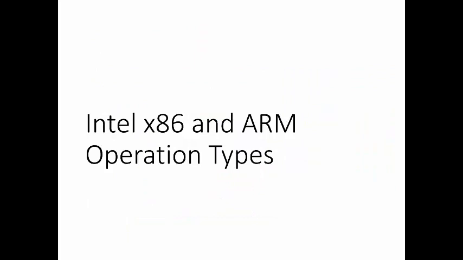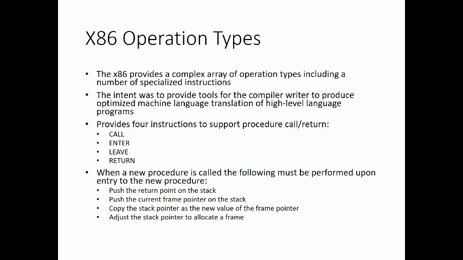Now, Intel x86 and ARM operation types. This is a pretty detailed section of the book, so we'll just cover it pretty briefly. The x86 provides a complex array of operation types that include a number of specialized instructions. The intent of this was to provide tools for the compiler writer to produce optimized machine language translation of high-level programs. There are four instructions to support procedure call and return: call, enter, leave, and return. And there's a discussion in the text as to why enter was introduced, but why it's not the optimal solution.